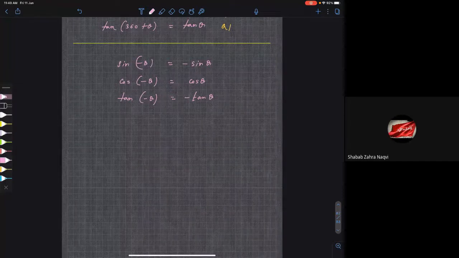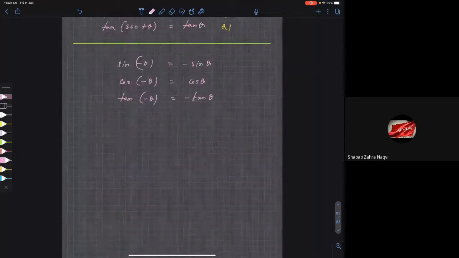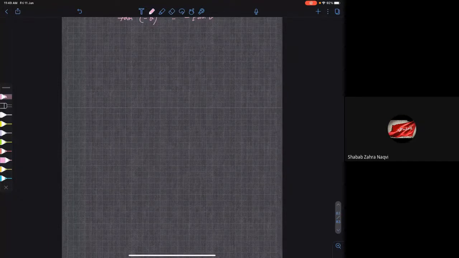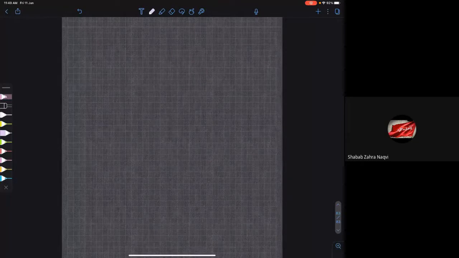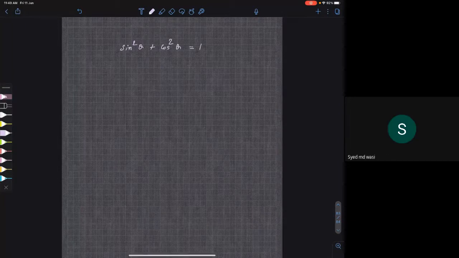So this is what we learned in trigonometry. Now let me give you one last revision of all the formulas that we learned, and then we'll proceed. Now tell me the first three trigonometric identities. First is sine square theta plus cos square theta equal to 1.